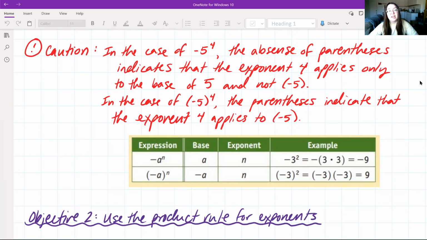But when we have parentheses around our negative number, so if we have parentheses around -a all to the power of n, our base is now recognized as -a, where our exponent is still n. So now if we have -3 in parentheses to the power of 2, we have -3 times -3, which is equal to +9. So it's really a key difference there, and it's really important to look out for when you're working through problems.